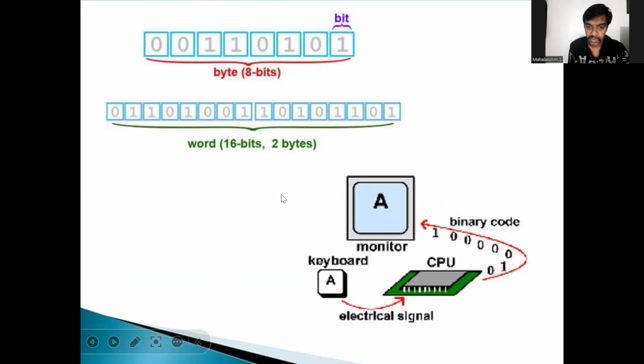If it is a double bit, it will be a combination of two parameters. Here is the keyboard. On the keyboard we give the input, and it is transferred as an electronic signal to the CPU. From the CPU it becomes binary code and is transferred to the monitor.